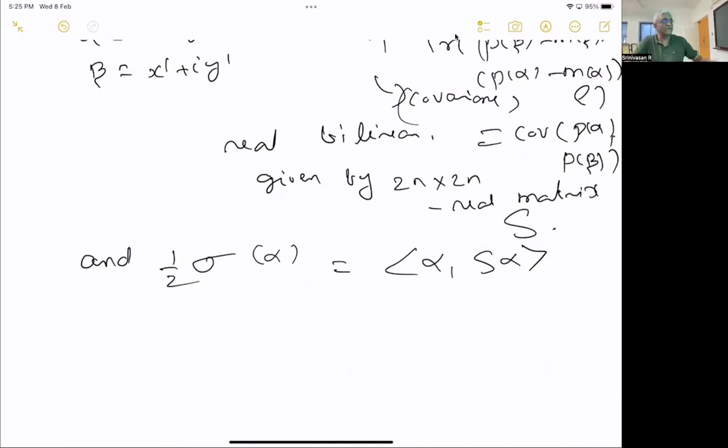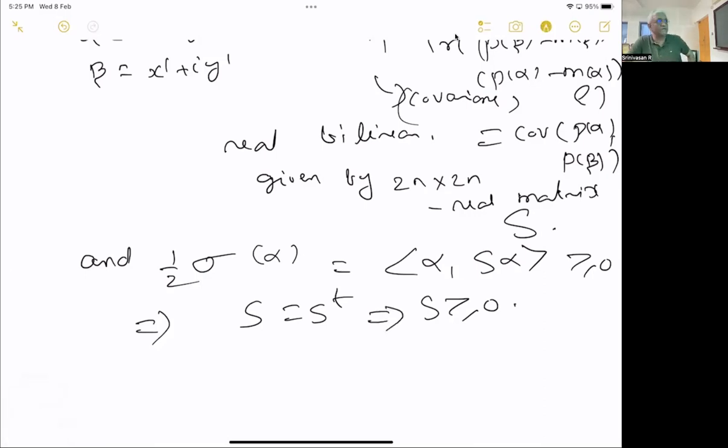So S is also symmetric, as you can see. Covariance of P of alpha, P of beta is the covariance of P of beta, P of alpha, from the formula we have written. So this implies S is symmetric, S is equal to S transpose, and this is greater than or equal to 0. So this implies S is positive. By positive, we mean S alpha is greater than 0 and S is symmetric. So we got a positive matrix.